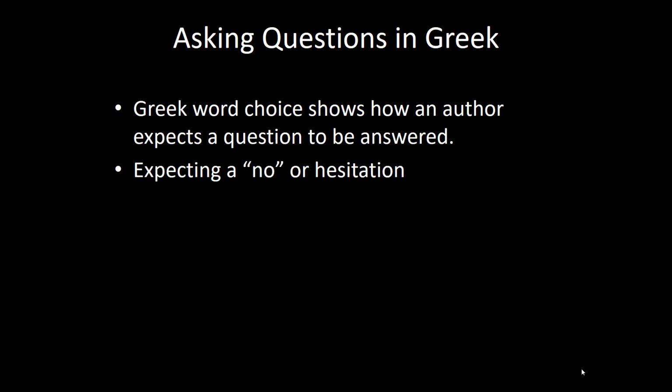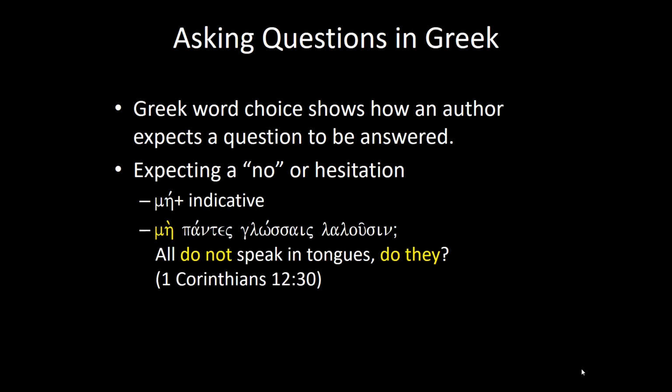it is. If an author is expecting a negative answer, or perhaps even hesitation, instead of using ou, we can use mē. So mē plus the indicative. This assumes the answer is going to be no. Mē pantes glōssais lalousin? All do not speak in tongues, do they? So by the word choice, we know whether the author is assuming the question will be answered with a yes or whether the question will be answered with a no.